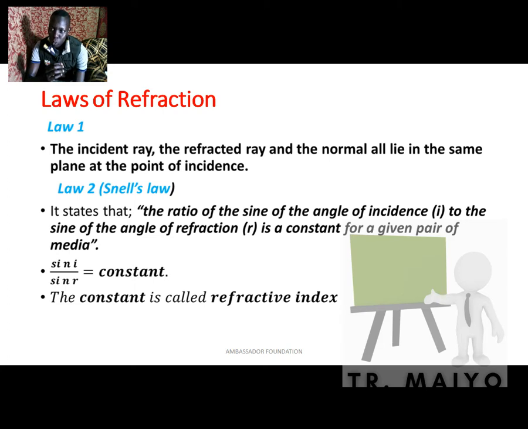The law number 2, we also call it Snell's law. And please, when you are asked, give them in that order. It states that the ratio of the sine of the angle of incidence, that is I, to the sine of the angle of refraction, that is R, is a constant for a given pair of media, that is sine I over sine R. The constant is called the refractive index. So when you are also told to define what is refractive index, you give us Snell's law. One answer, 2 questions. If they ask Snell's law, that is it. If they ask the refractive index, the same.